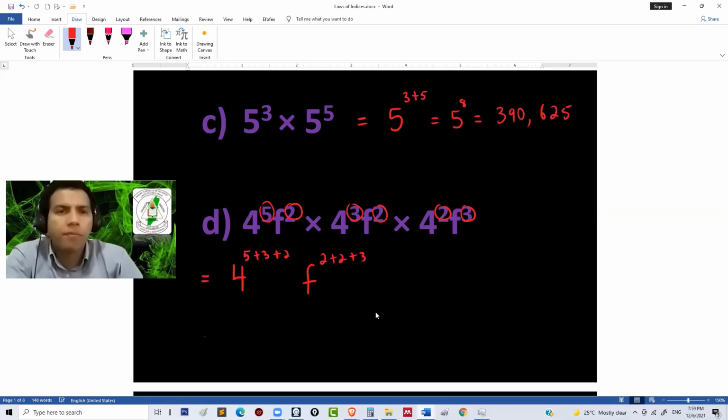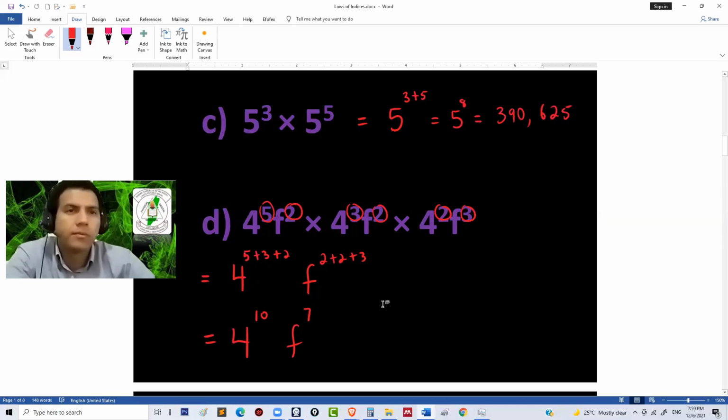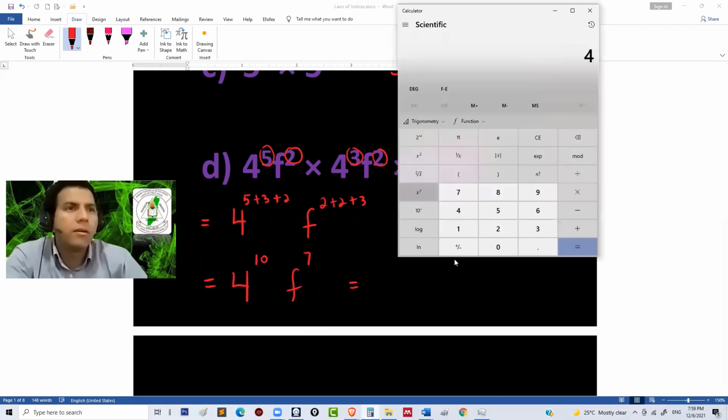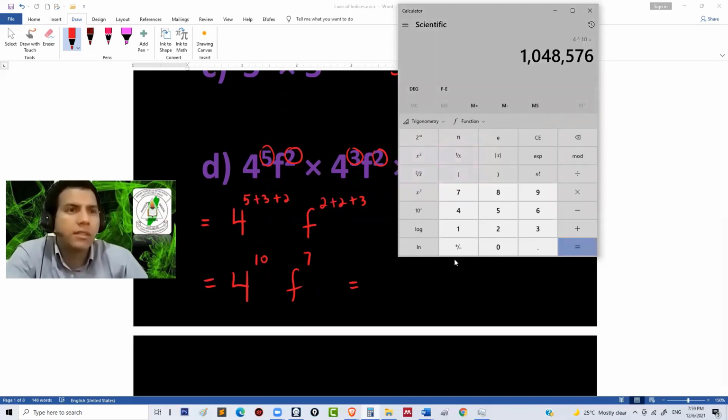Very well. Adding gives us 5 plus 3 is 8, 8 plus 2 is 10. 2 plus 2 is 4, 4 plus 3 is 7. Okay, 4 power 10. That gives us 1,048,576.